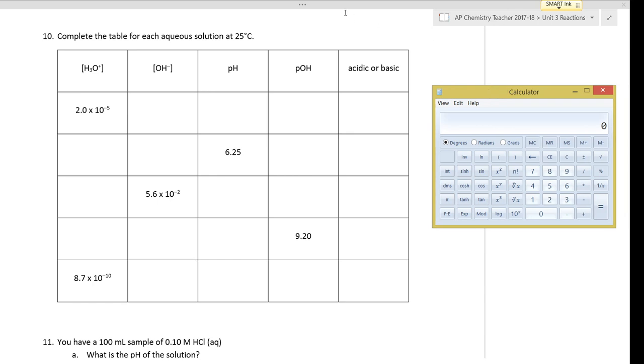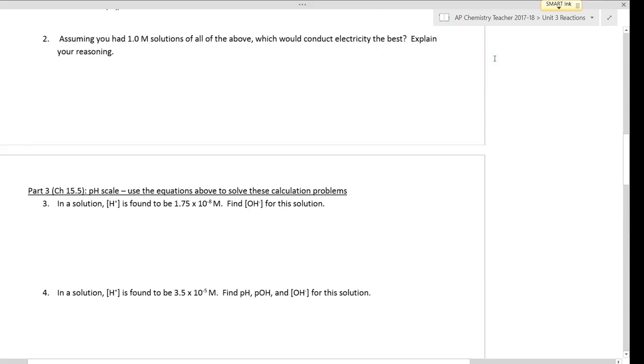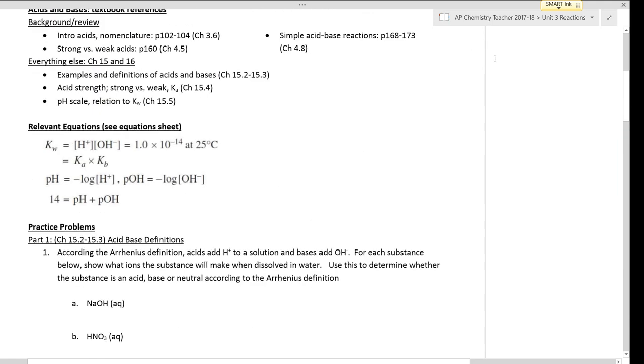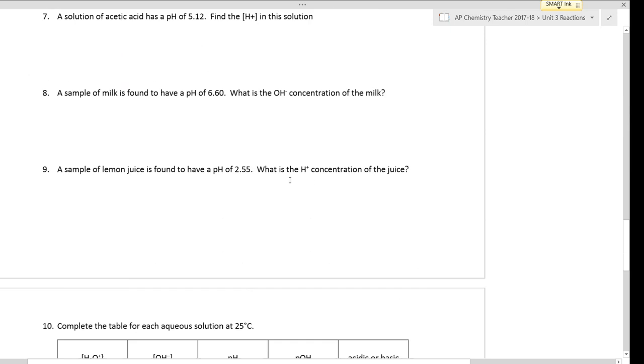Hello, we're going to go through a few pH calculations. This is looking at problem number 10 on page 17. And the various equations that you would need to know are up here on the top right, and these are on your equation sheet as well. So I'm going to try doing this with this calculator and see how this works.